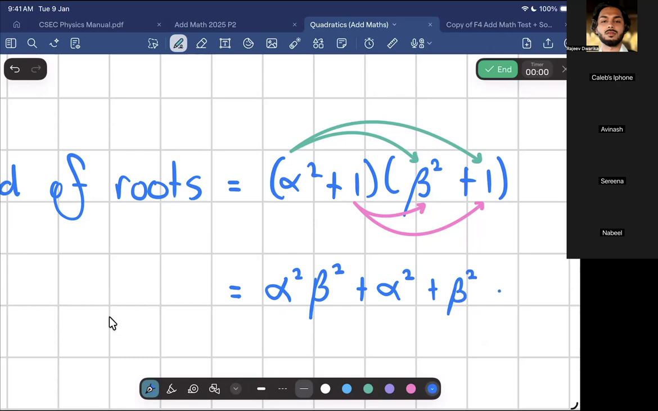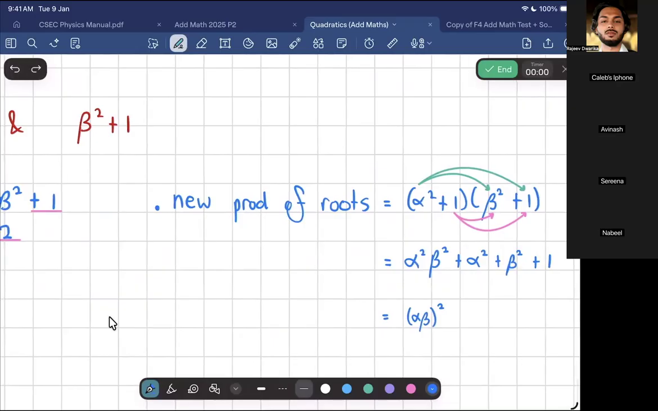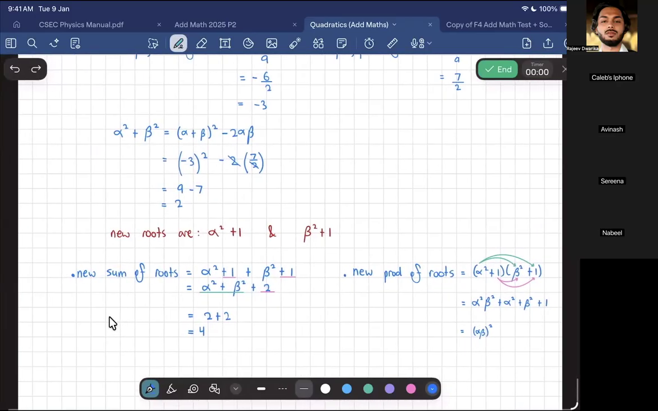And plus 1. Okay. Now, Nabil, notice that everything here is being squared. So instead of writing alpha squared beta squared, I could write alpha beta in brackets squared. Right? Over here, you're seeing alpha squared plus beta squared. And earlier, we found what alpha squared plus beta squared was, and it was what?